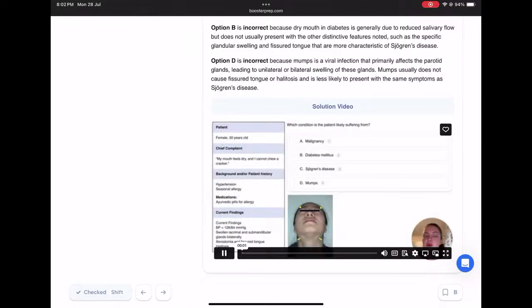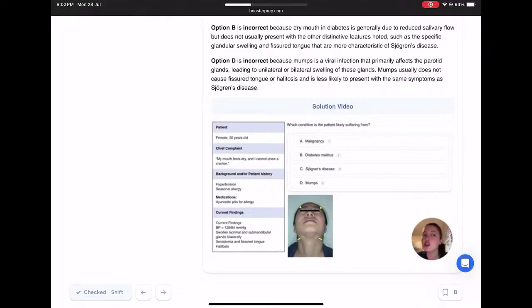We have a 50-year-old female who says, my mouth feels dry and I cannot chew a cracker. She has hypertension and seasonal allergies. She's taking medications for the allergies, and we notice her blood pressure is normal. She has swollen lacrimal and submandibular glands bilaterally. She has xerostomia, or a dry mouth, and fissured tongue, and is experiencing halitosis, or bad breath. And we're asked which condition is the patient likely suffering from.